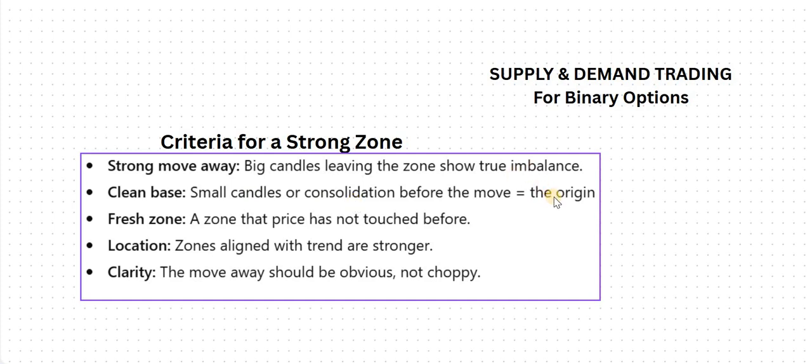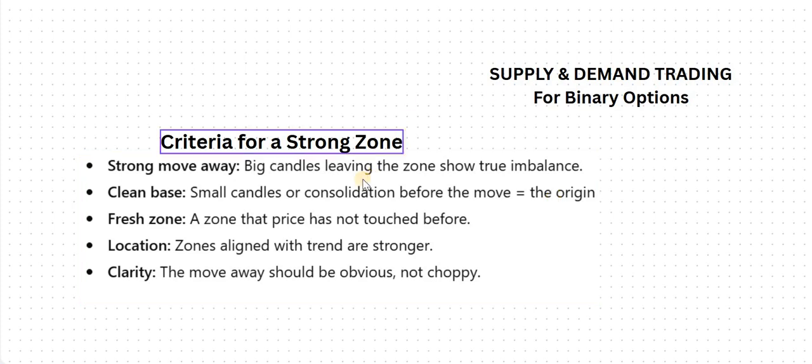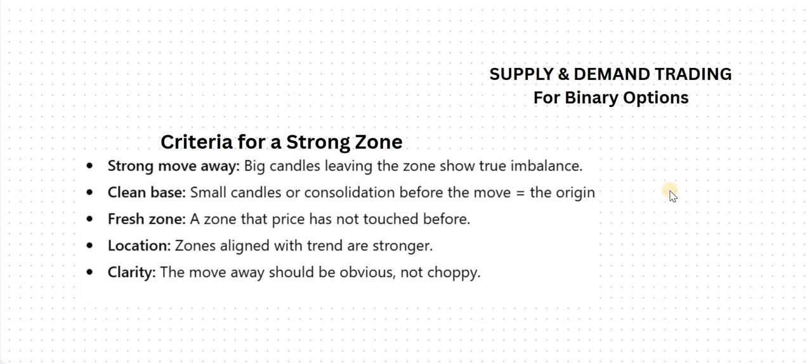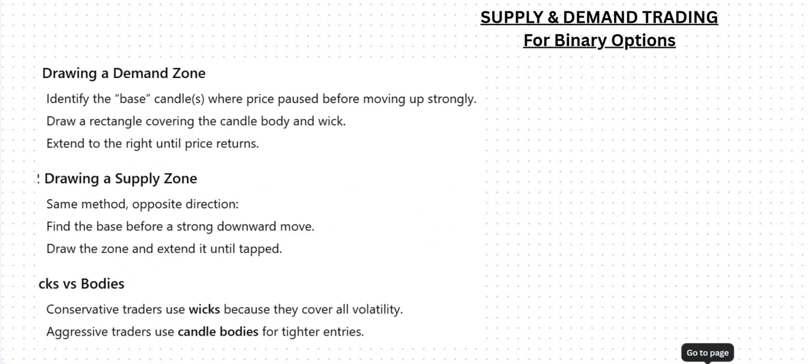The fresh zone, a zone that price has not touched before. Now the zone aligns with the stronger trend, and the move away should be obvious. This move away here, it should be obvious, like I just explained earlier on. So when you have this, you know that yes, this zone is now a strong zone, and then you move forward to drawing the demand zone, which is very important.